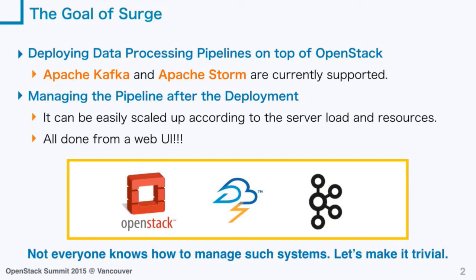The project name is Surge. Our main goal is two things. One is deploying a data processing pipeline on top of the OpenStack cluster quickly, without any difficult manipulations. The second is managing the pipeline after the deployment. Currently, our Surge project supports Apache Kafka and Apache Storm as components of these pipelines, and we try to manipulate the pipelines.